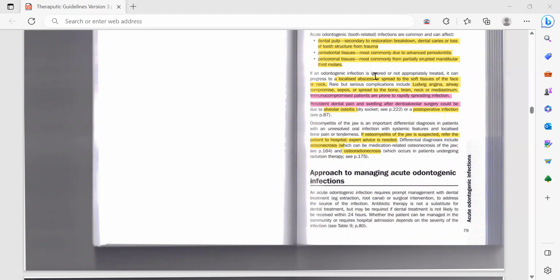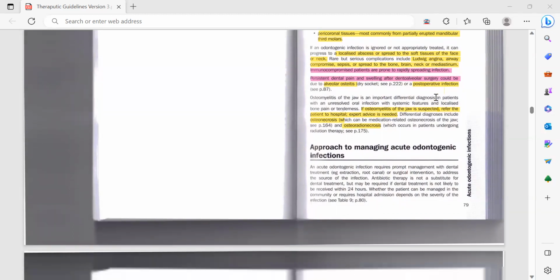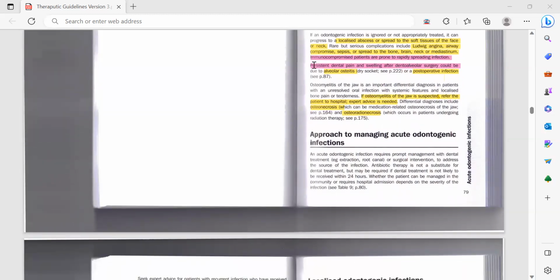So you would be treating a patient whose infection has spread onto the face. You can treat them with active dental treatment and by prescribing oral antibiotics, but if there are serious complications like these ones, then you won't be able to help the patient with oral antibiotics. Then the best treatment would be in the hospital, which includes IV antibiotics and urgent treatment. And immunocompromised patients, meaning patients with low immunity, are more prone to rapidly spreading infections.